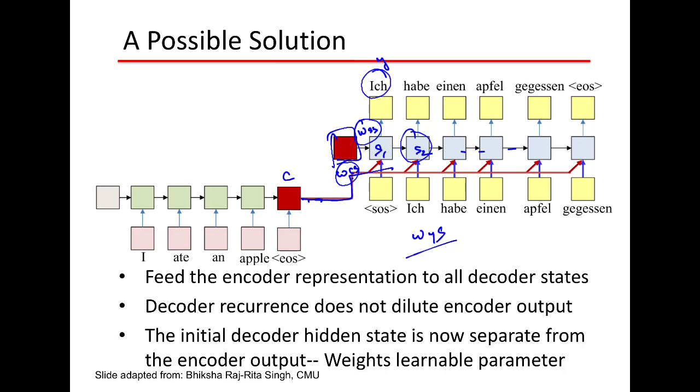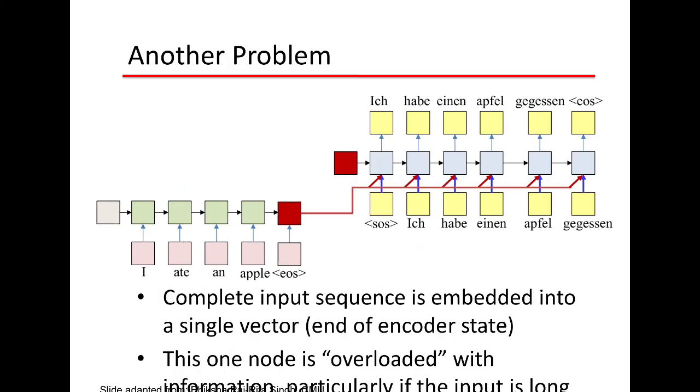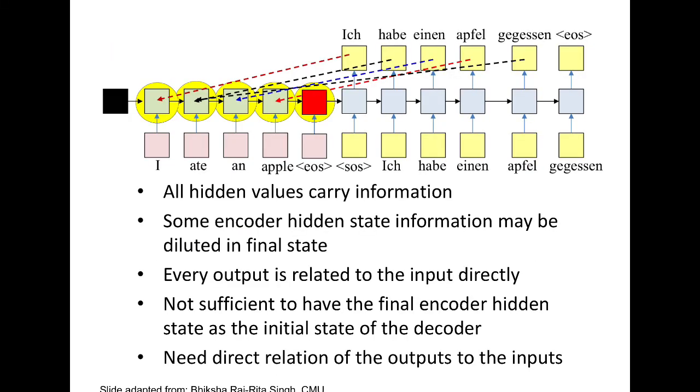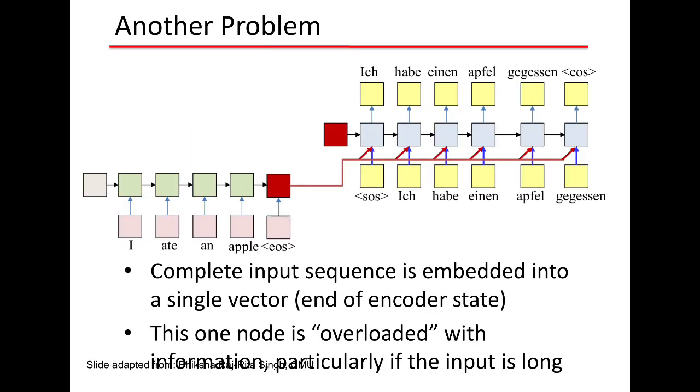But it does not solve the problem of this single vector, because I still have to represent the complete input as a single vector. Right? And that may become a problem, because this node may be overloaded with the information. One solution is I make the size of this vector bigger, the size of these states bigger, but it has its own problems. Okay? So how do I solve this problem? How do I ensure that, just by using a small context vector, I can still pass on the information from the input to the output?